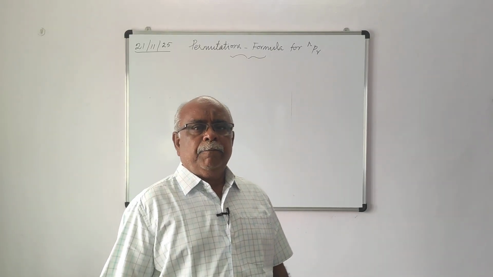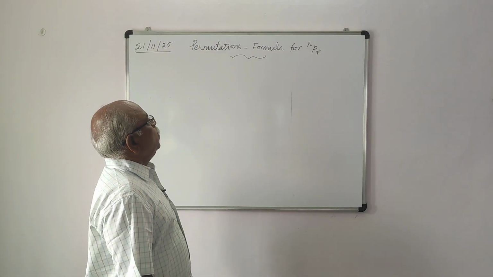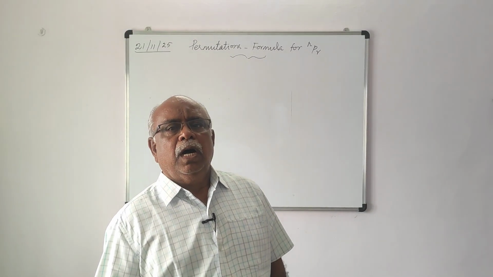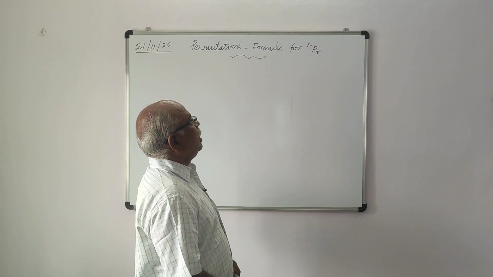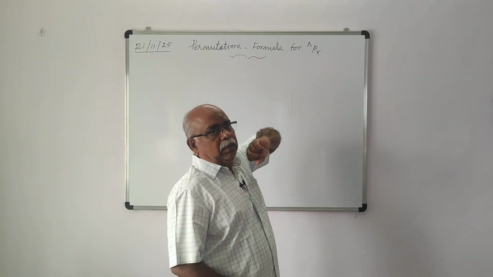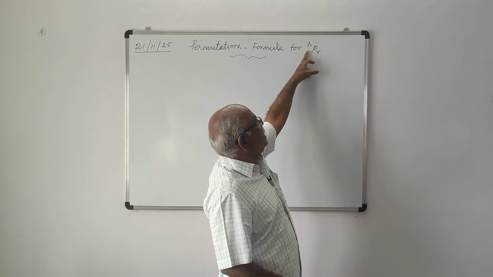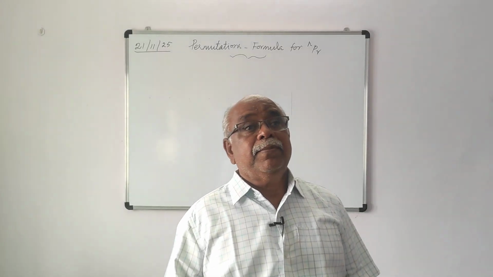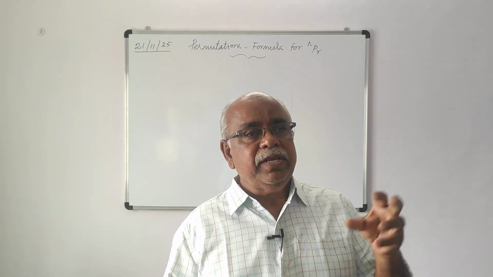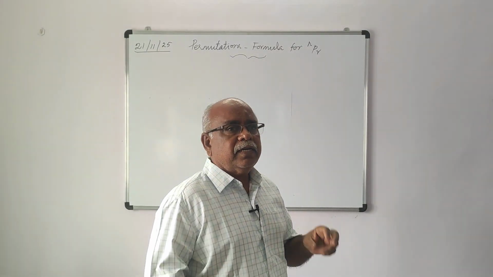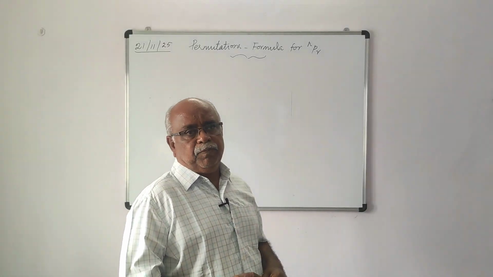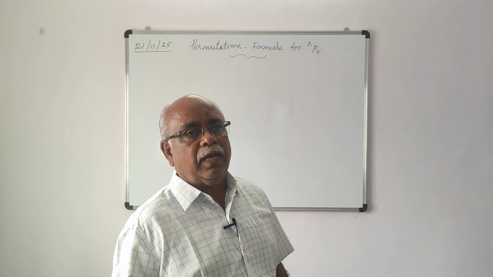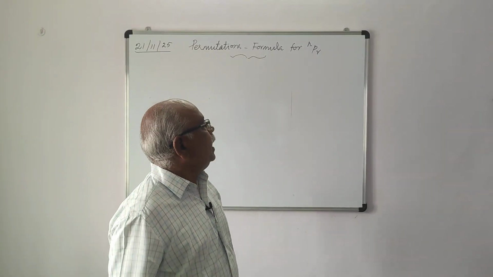My dear students, in this video, in the topic permutations, I am going to derive the formula for nPr, the number of permutations of n things taken r at a time. nPr means the number of permutations of n different things considering r things at a time. That is nPr, and we have to derive the expression for nPr.